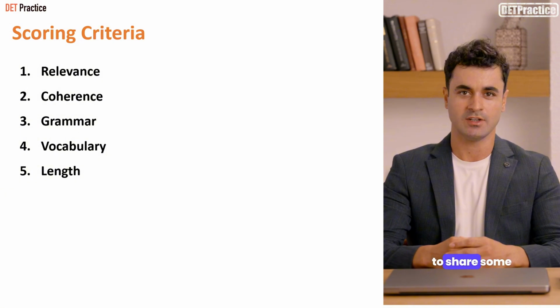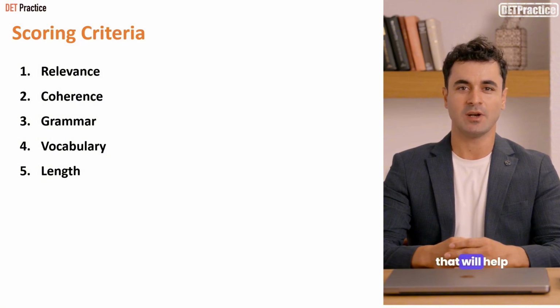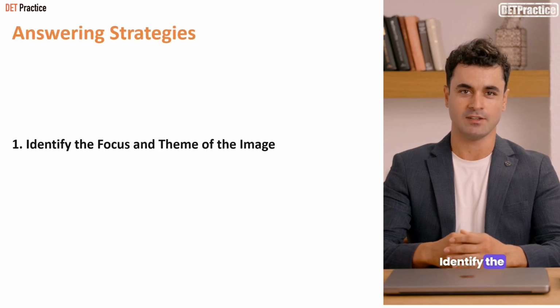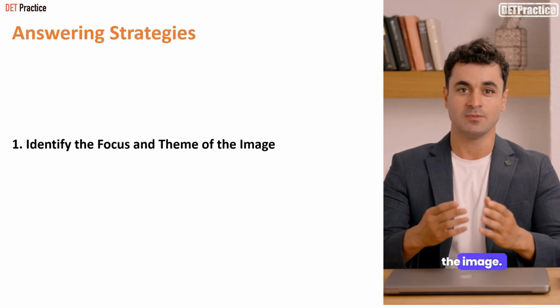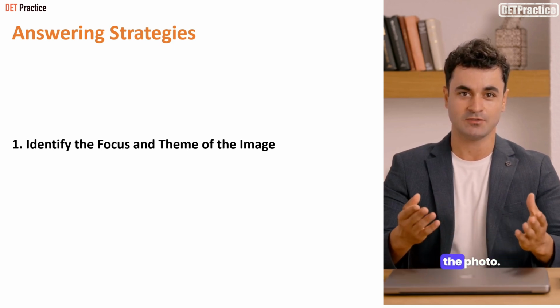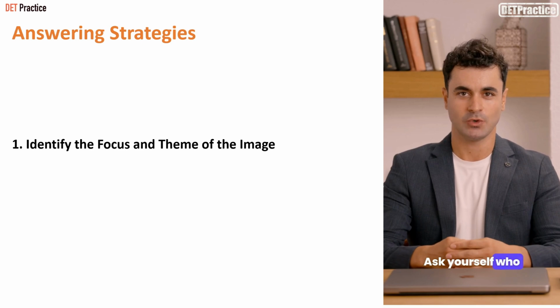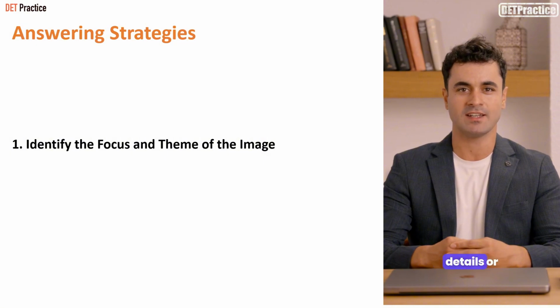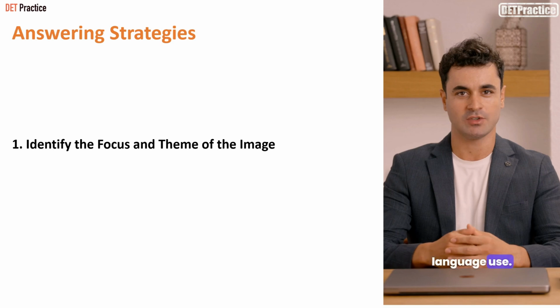Now, I want to share some specific answering strategies that will help you excel at this task. Strategy number 1. Identify the focus and theme of the image. This means you need to quickly determine who or what is the main subject of the photo. Ask yourself, who is involved? What are they doing? Don't stop at just the obvious elements. Look for background details or contextual clues that can enrich your description. These details will add depth to your writing and show that you're observant and detailed in your language use.